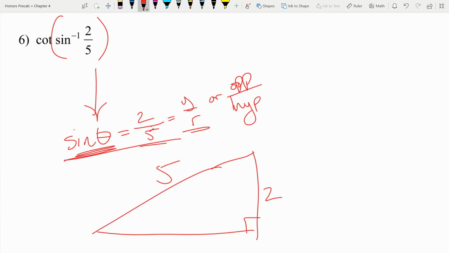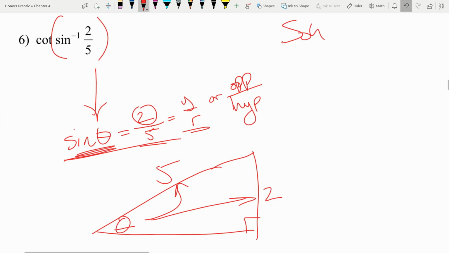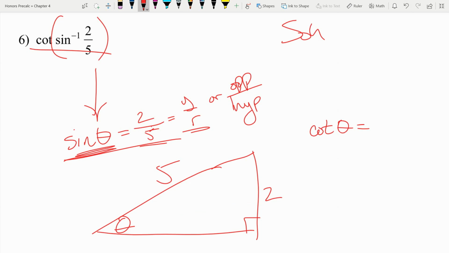2/5 I can think of as y over r if I want to put this on a unit circle, or it's just the SOH part of SOHCAHTOA, opposite over hypotenuse. So if I've got some angle theta here, the opposite side is 2, the hypotenuse is 5. 2 over 5, opposite over hypotenuse. Okay, so if I want to work the rest of this out, I'm trying to find cotangent. So my ultimate goal now is, whoops, not cosine, but what is the cotangent of this angle theta right down here? That's what I'm really shooting for now.